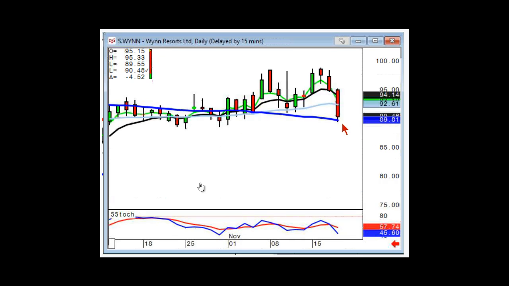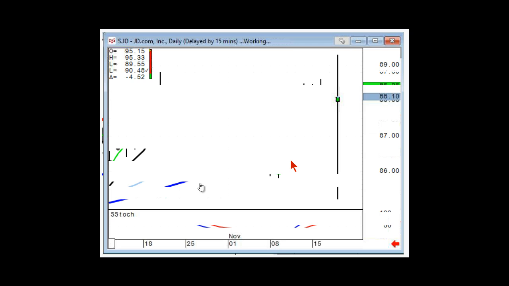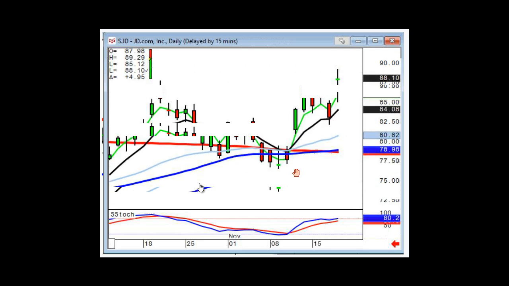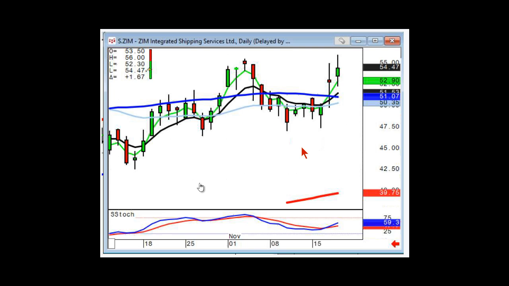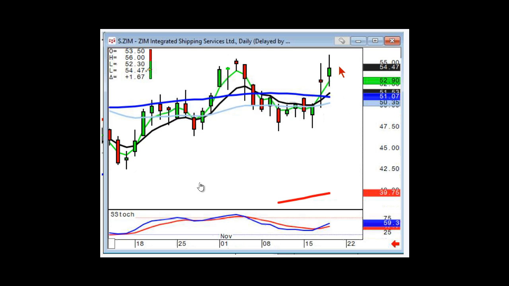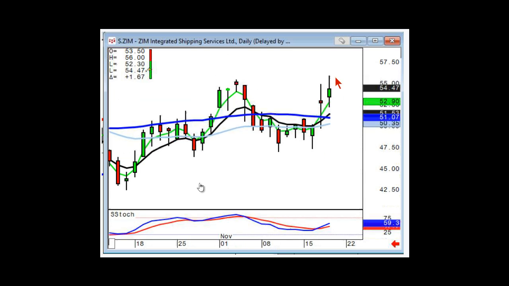Wynn Resorts, you can short this one if it trades below the 50 tomorrow. And JD.com, there's your bullish flutter kicker type signal. If it opens positive, you could be buying immediately. And Zim, here's kind of your Doji sandwich. Another one you could be buying on positive trading, especially if it breaks out through this level.